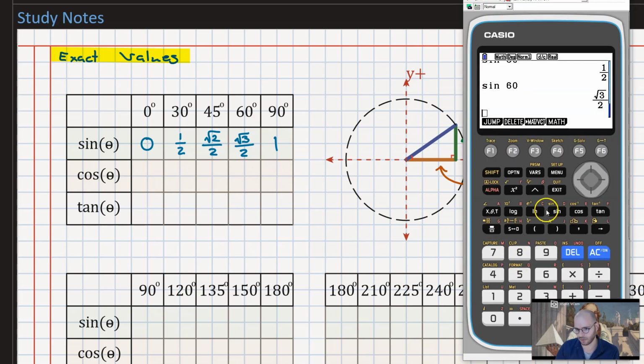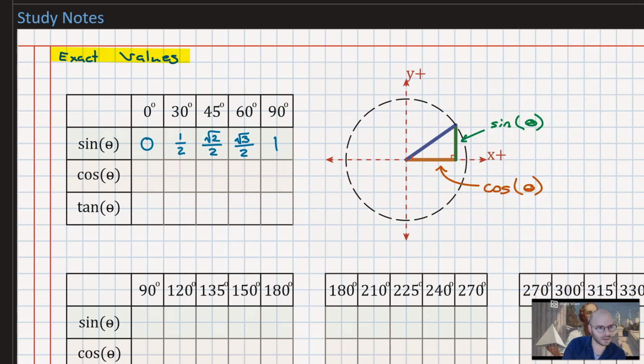So, having a look, we go cosine of 90, we get 0. Cosine of 60, we get a half. Cosine of 45, we get root 2 on 2. And finally, cosine of 30, we get root 3 on 2. And obviously, cosine of 0 is going to be 1. Now, for the first quadrant, this holds true.